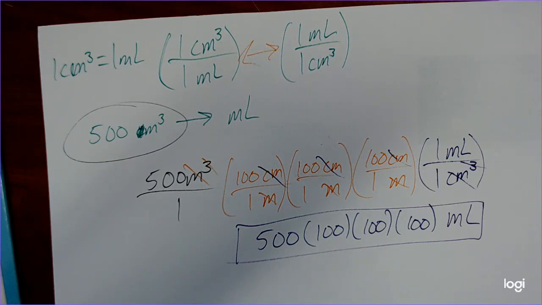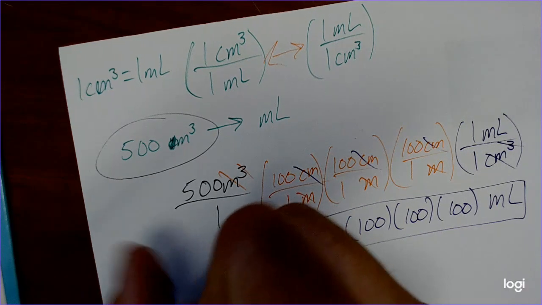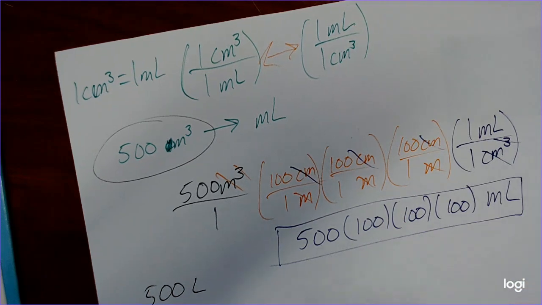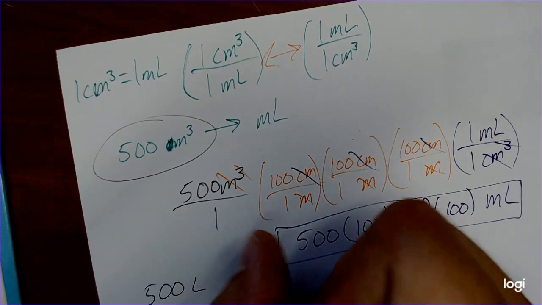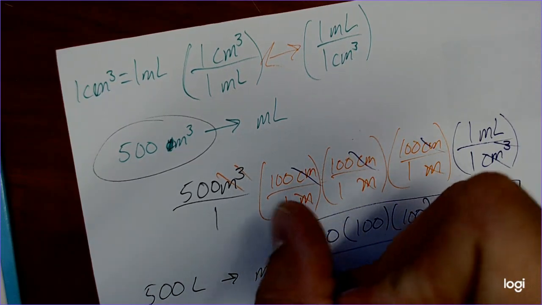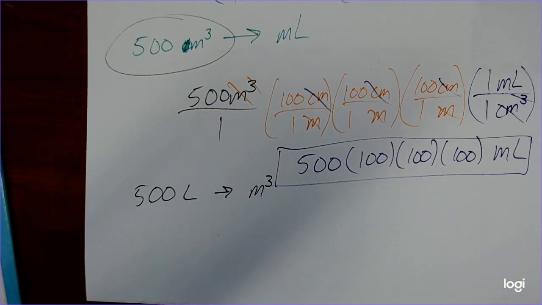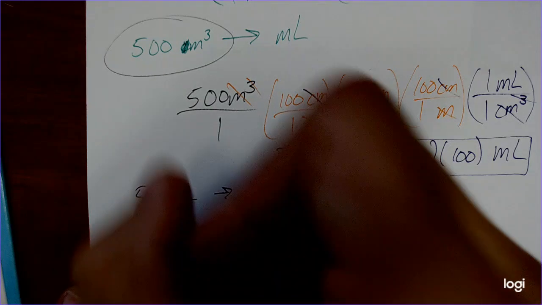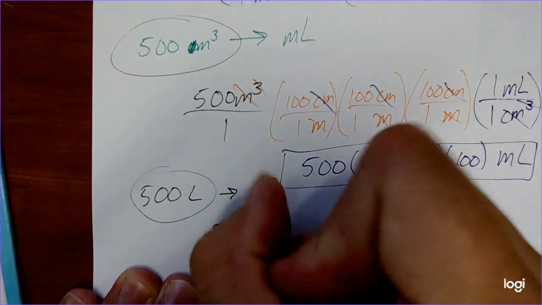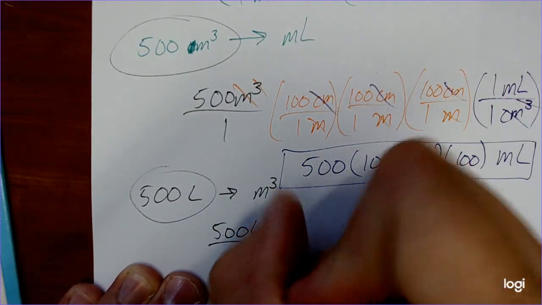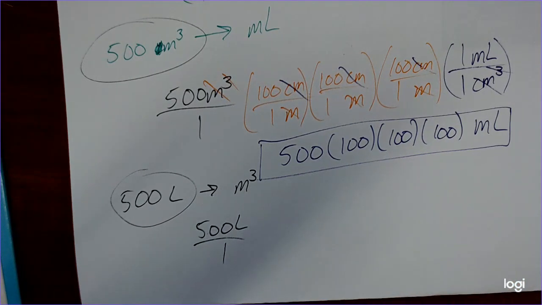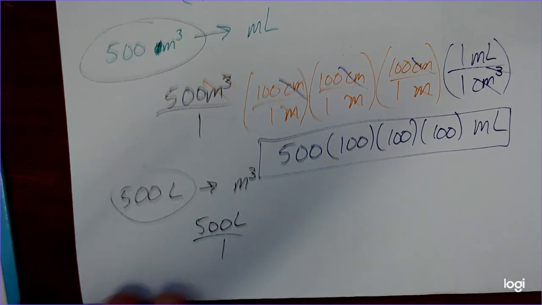Let's go from liters to metric. Instead of 500 meters cubed, let's say we have 500 liters, and I want to convert these to meters cubed. So I want to take 500 liters to 500 meters cubed. Let's do the exact opposite. I'm still going to take my starting point and put that over 1: 500 liters over 1. But now I need to convert these liters to milliliters.